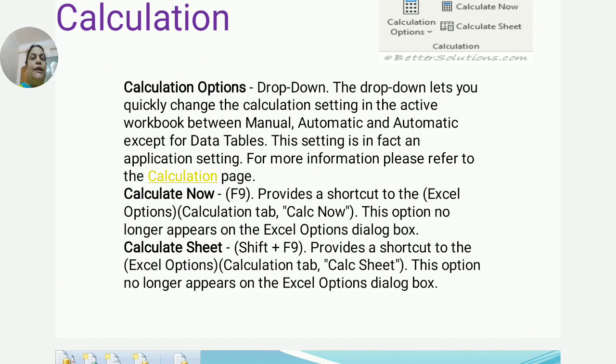Next command is calculate sheet. It provides a shortcut to the Excel option, calculate sheet, for calculating the sheet. The shortcut is CALC SHEET. Like the above command CALC NOW, it is a shortcut used in the Excel options calculation tab, and in the calculation tab, calc sheet, that is calculate sheet.